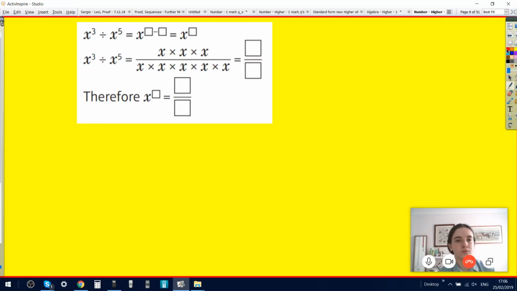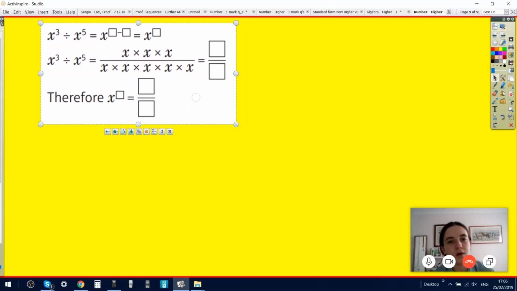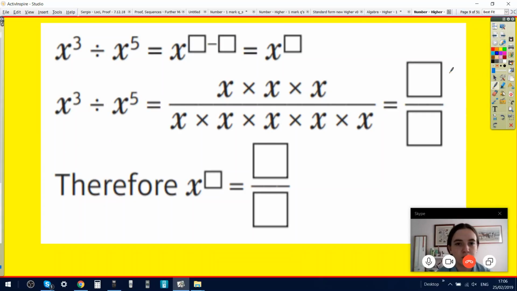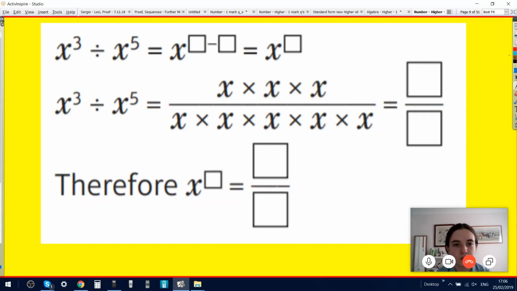What do you get for this one on the top? X to the 2. That would be if it was 5 minus 3. This is 3 minus 5. X to the minus 2. So that's x to the minus 2. If you were doing cancelling down, what would you be left with for this one? 2 on the bottom. So 0, 2. So x, what is x divided by x?